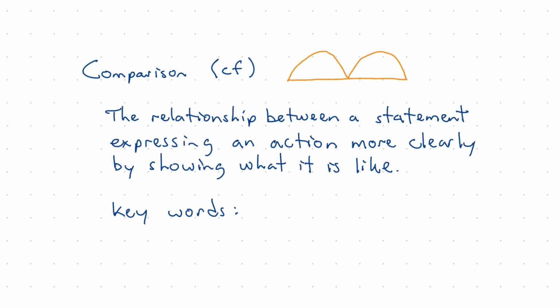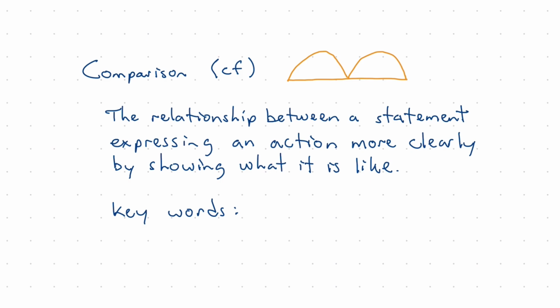Let's look at the relationship of comparison here. Comparison is going to be designated by CF within your arcing diagram. And the definition of comparison is the relationship between a statement, a proposition expressing an action more clearly by showing what it is like.